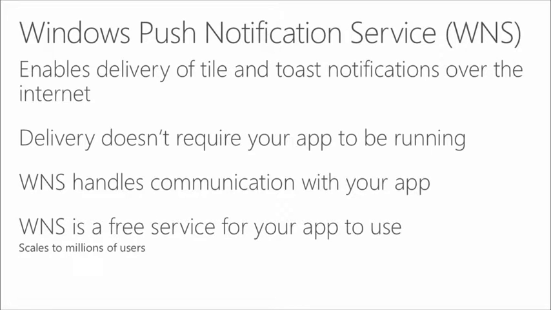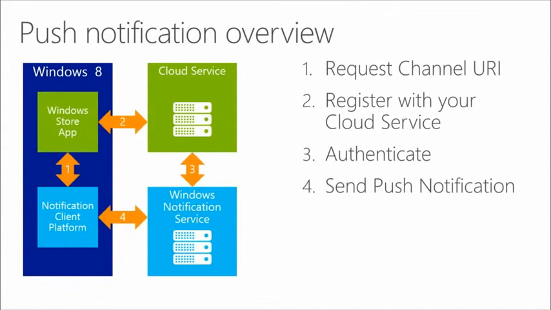And in this case, the delivery doesn't require your app to be running. It's new information, like with the mail app, what you see, it's new information without the app actually running. It runs when you click the tile and open the app, right? And Windows Push Notification Service is a free service for your app to use, and it really scales to millions of users. We use it ourselves as well, and it's free for you to use as well. So how does push notification work?